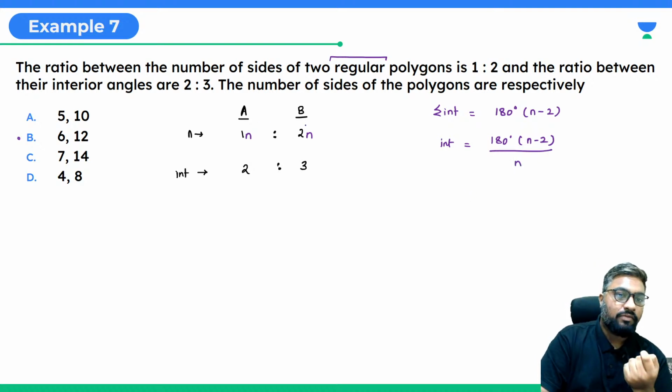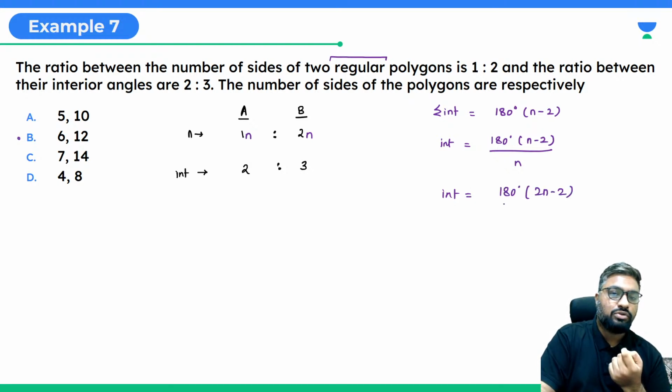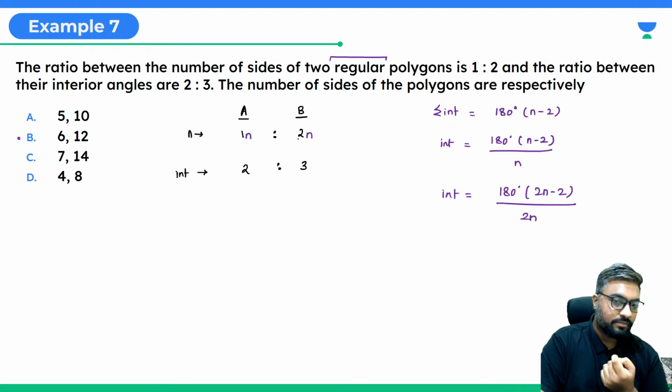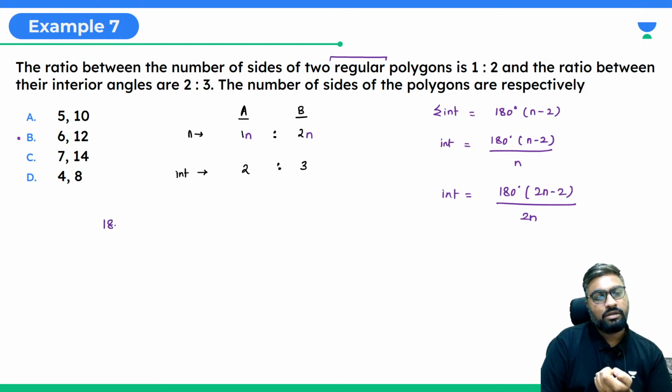Yes. And for the other polygon B, the interior angle is going to be equal to 180 into (2n minus 2) by 2n, because the number of sides is 2n. Now what are they saying? The ratio is 2:3. The ratio of these two is 2:3, right? So let's divide this. What will 2:3 become?